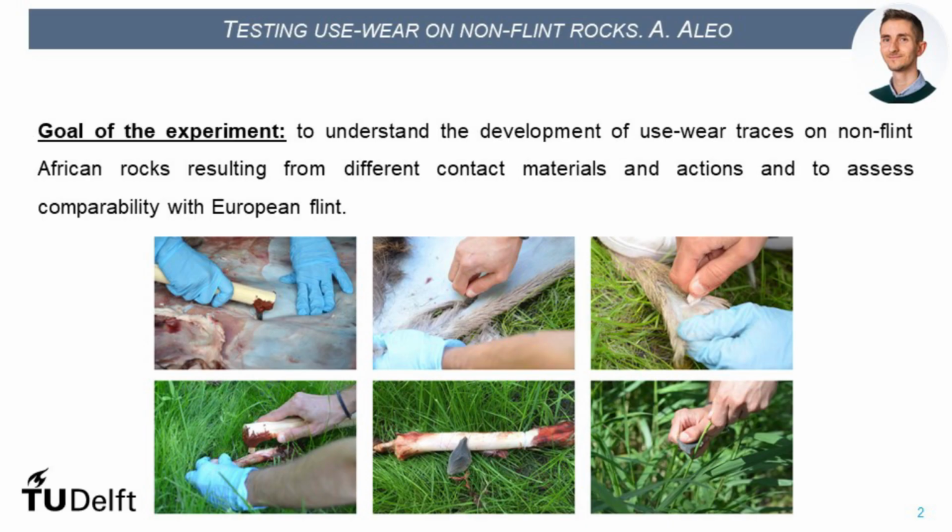As we know, several factors influence the formation of wear traces on a tool, including the tool's raw material. During prehistory, a wide range of rocks have been used for tool manufacturing by hunter-gatherers. However, in the last decades, most of the functional studies have focused on flint tools.